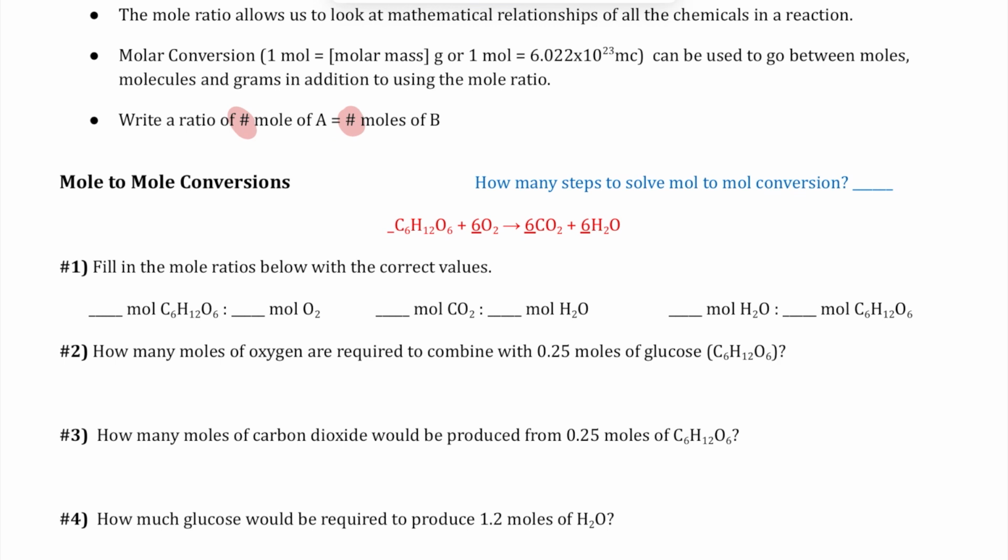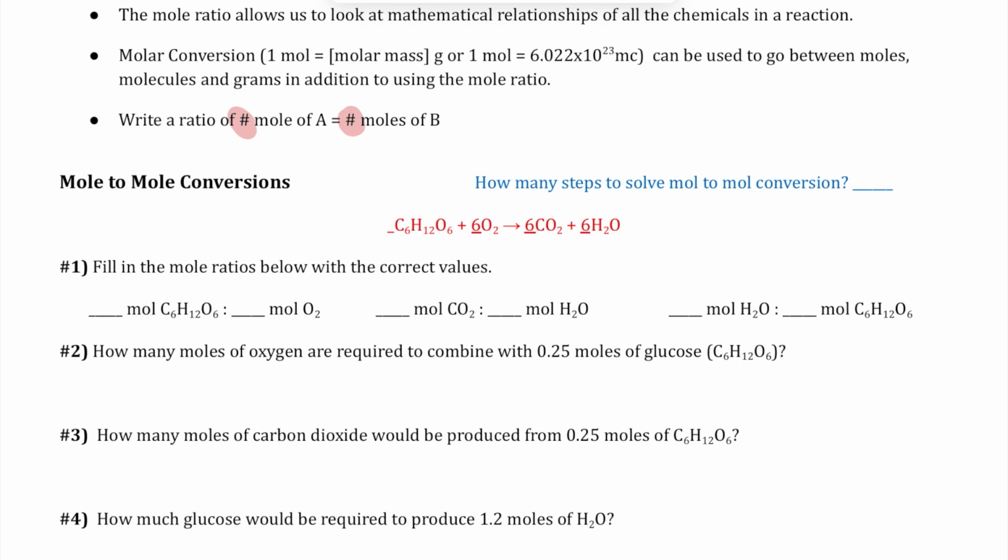Now that we know what stoichiometry is, how can we do a mole-to-mole conversion? When we're looking at this, we need a balanced chemical reaction. I've provided this reaction for us. We're looking at glucose reacting with oxygen to produce CO2 and H2O. We can fill in the mole ratios below with the correct values. You can write ratios using the colon, an equality, or a fraction. We're going to use a fraction when writing this to do a calculation.